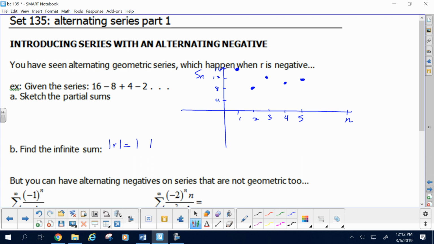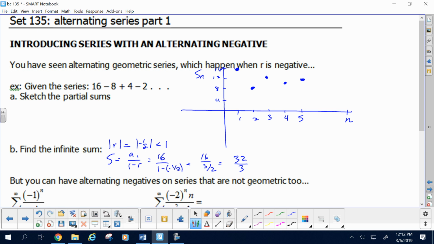What is the common ratio? Negative 1/2, the absolute value of which satisfies the condition for convergence. So the sum is a1 over 1 minus r, or 16 over 1 minus negative 1/2, which is 16 over 3/2, which is 32/3. 10 2/3 sounds about like what we were heading towards, right?